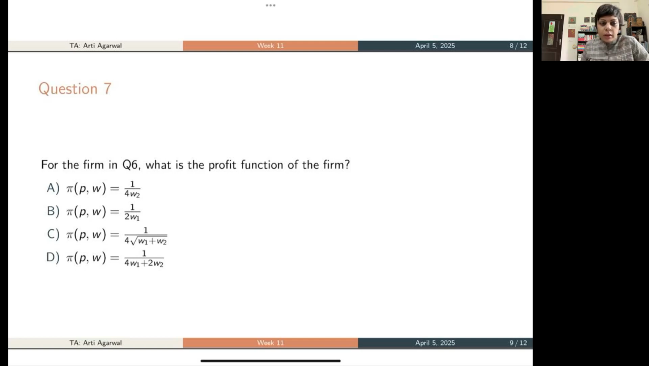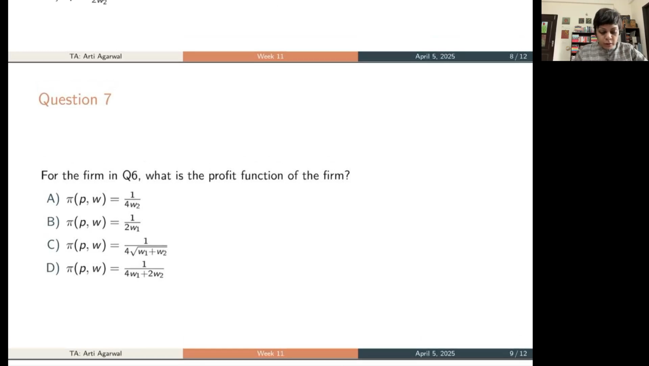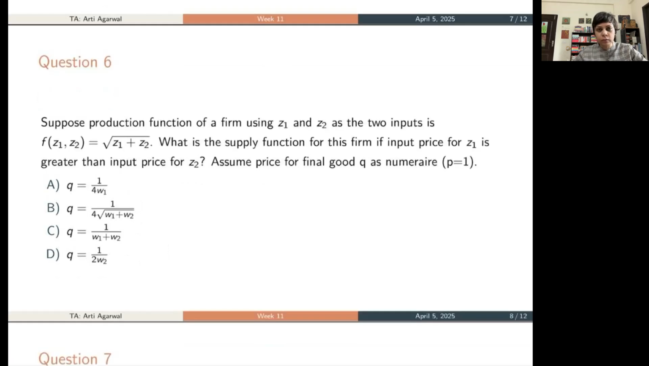Okay, so I'll start with where we left things in the previous class in week 11. So from week 11 question 7, we already solved the first part of the question, which was question 6. We were given a production function in terms of two inputs, Z1 and Z2, where the production function is given as f of Z1 and Z2 equal to under root of Z1 plus Z2.